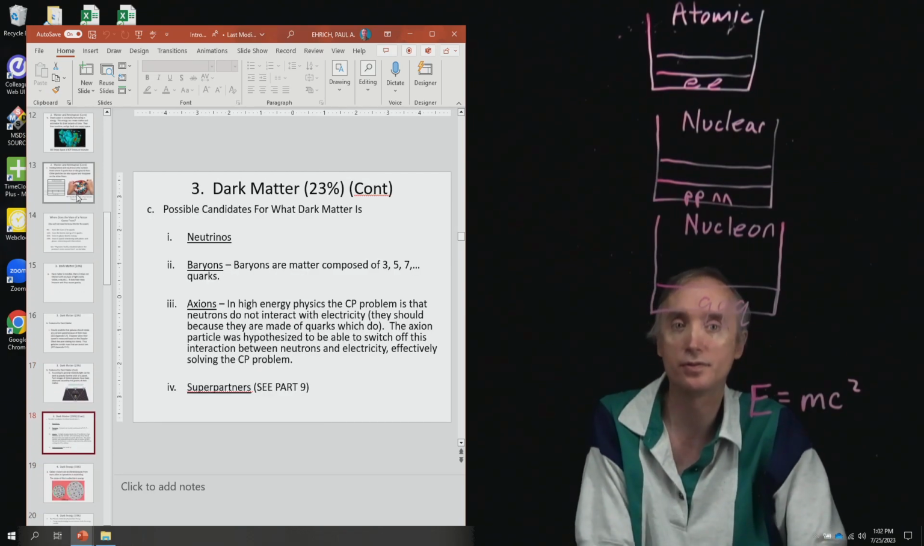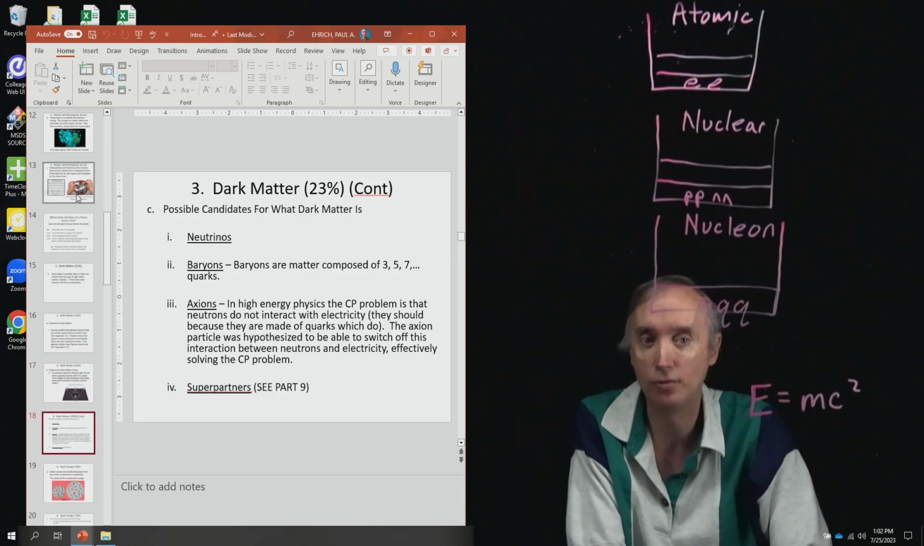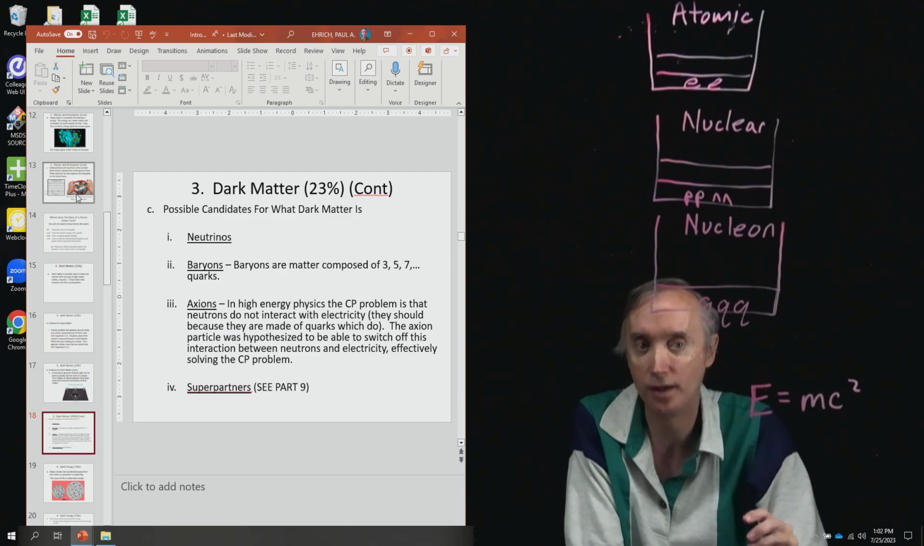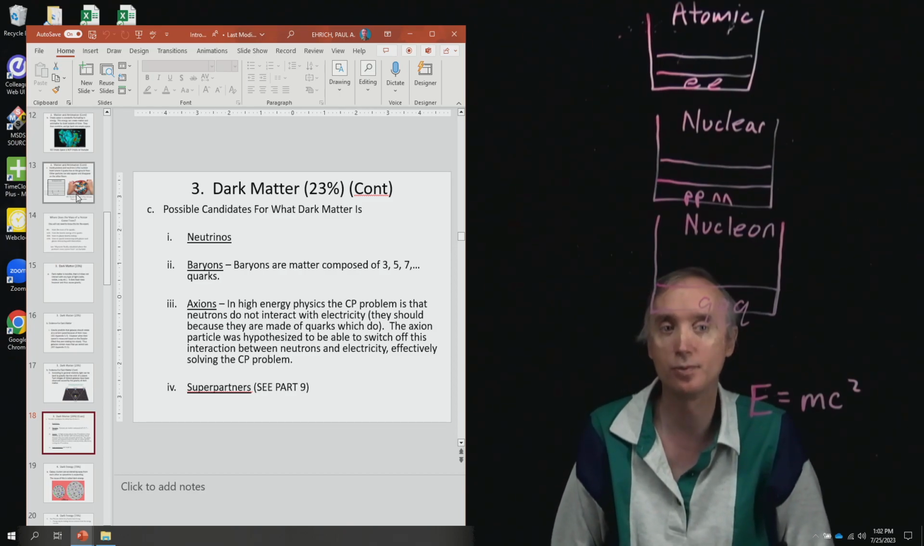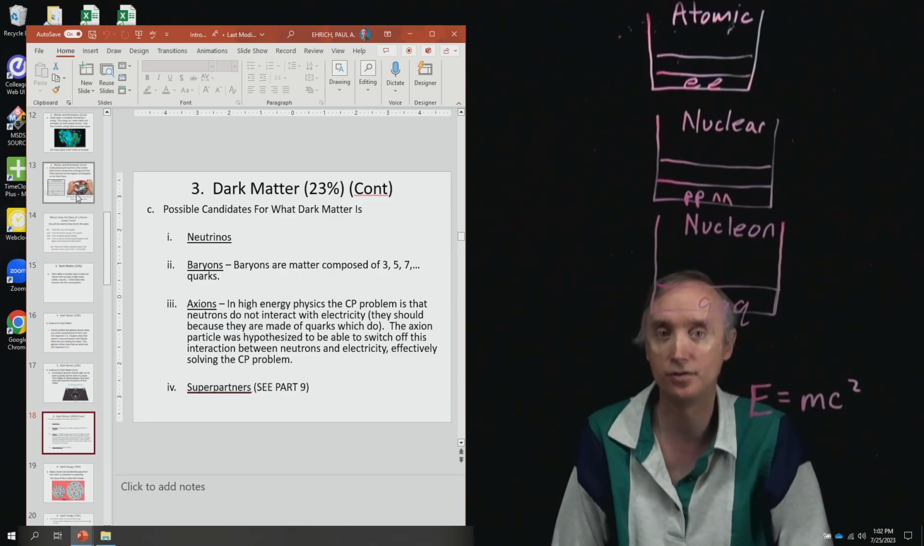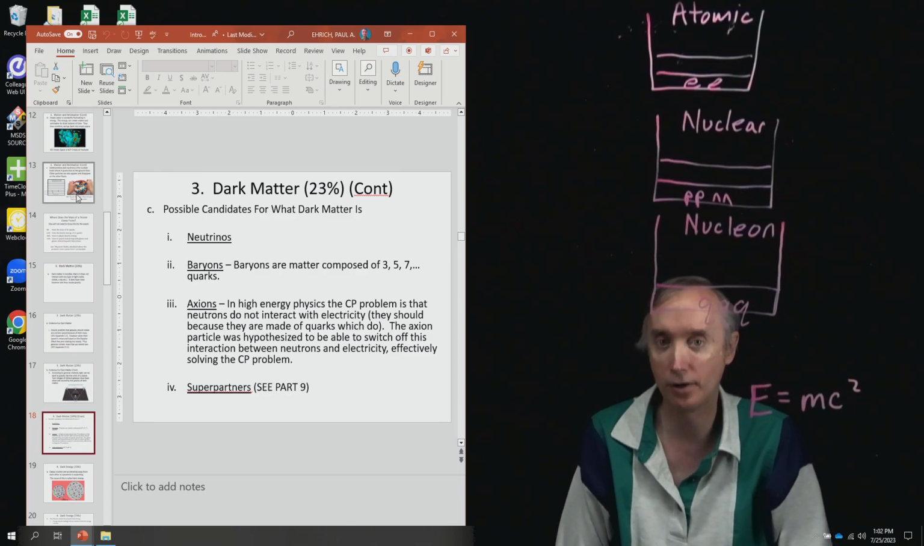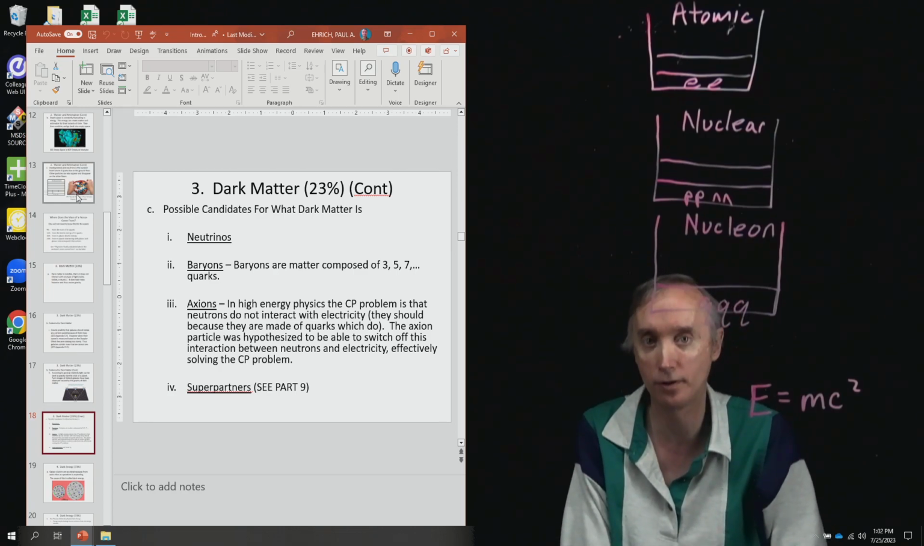So what is dark matter? Well, we don't know. So the only thing that you need to worry about is the neutrinos. So a possible candidate for dark matter is a neutrino. Don't worry about the baryons, don't worry about the axions, and also don't worry about the superpartners.